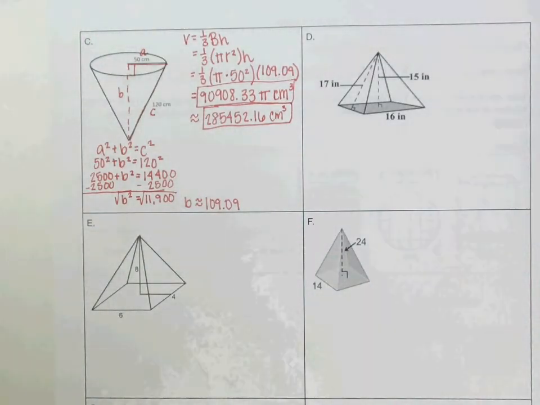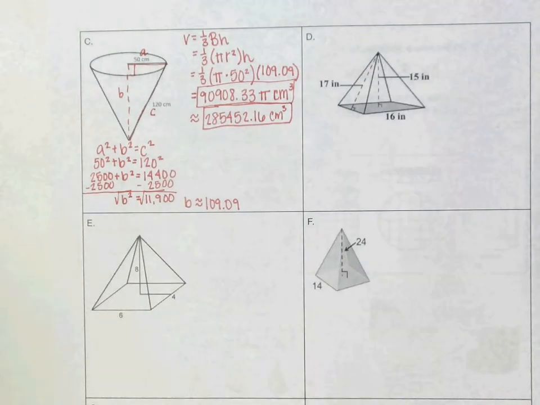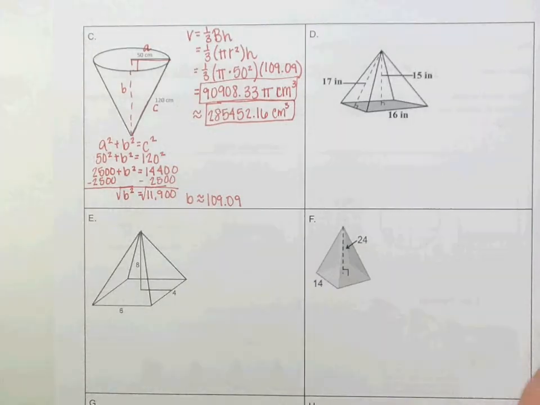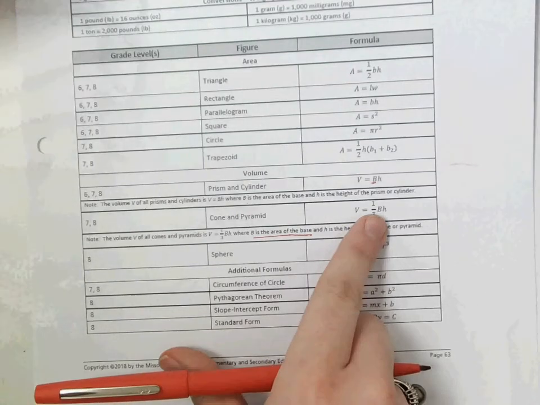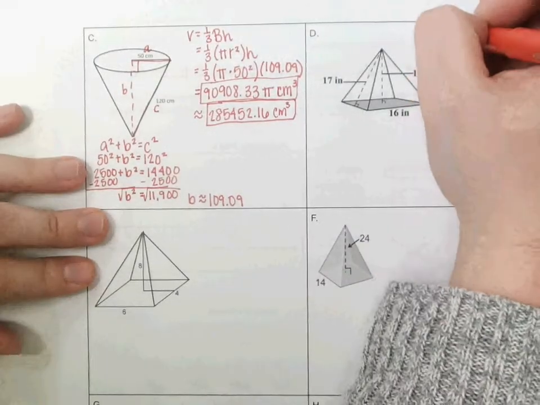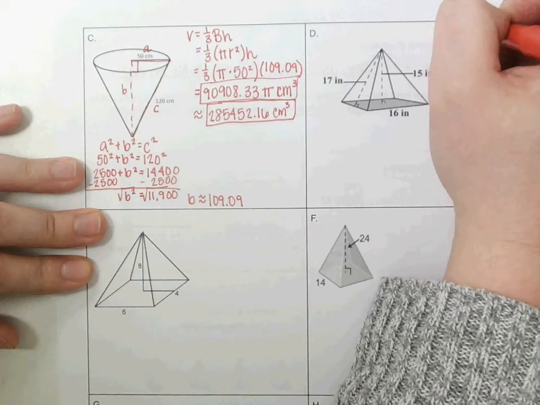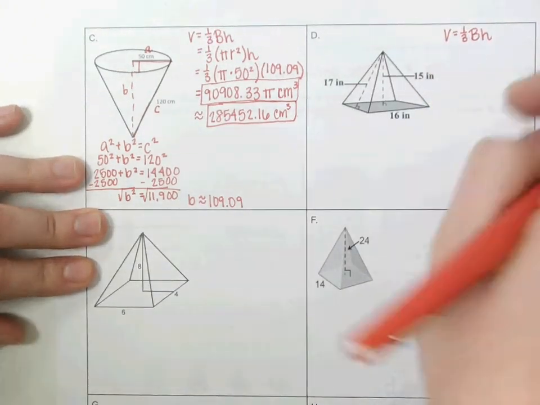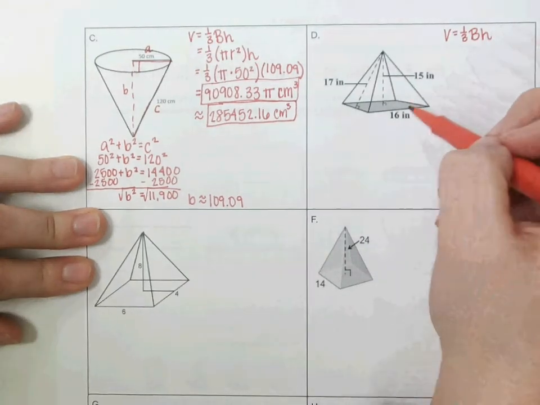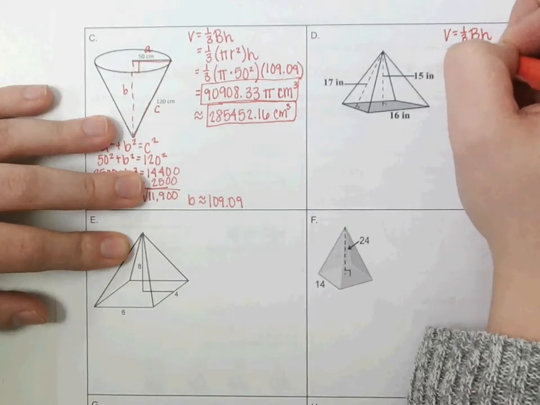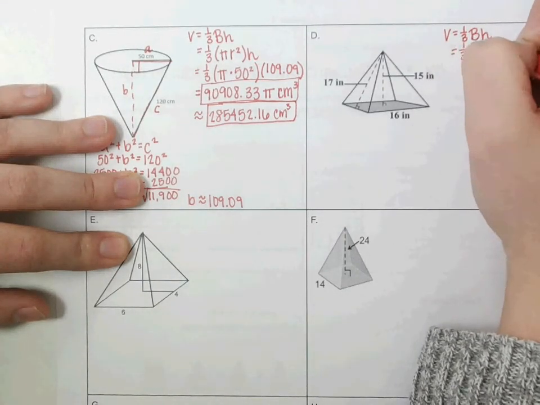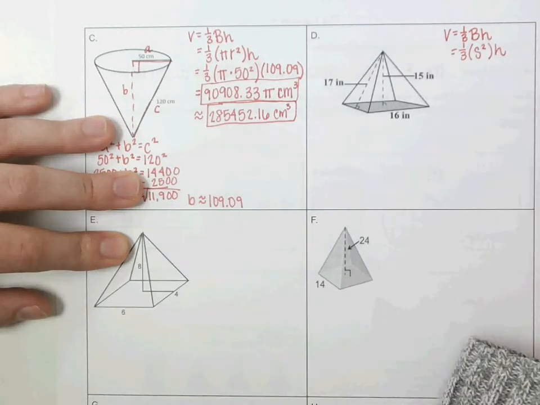So now we're going to switch our volume from cylinders to pyramids. I'm sorry, from cones to pyramids. So again, our pyramids have the exact same formula. We can even see that on here. Cones and pyramids have the same original formula. So we still start with V equals 1/3 area of the base times height. The only thing that's different this time is our base is now a square. Okay, so we're going to replace our B with the formula for the area of a square, which we know is s squared, times our height.